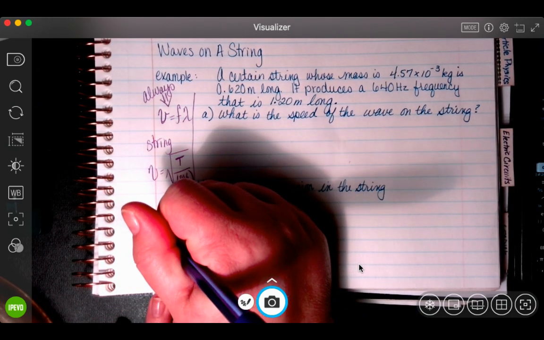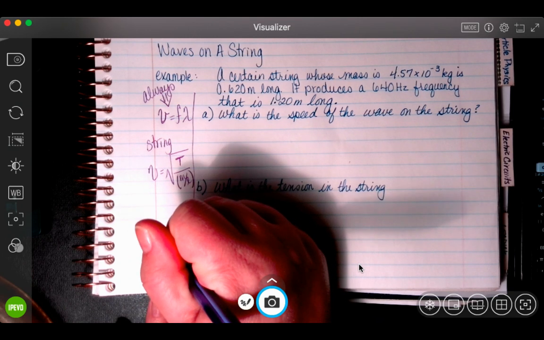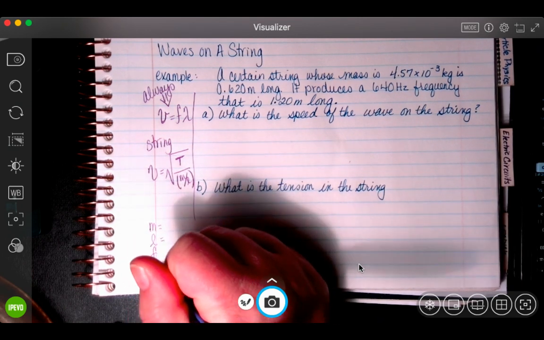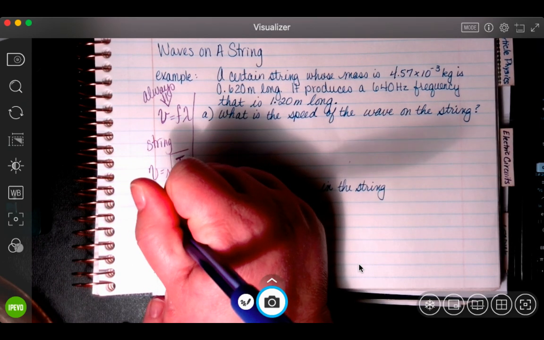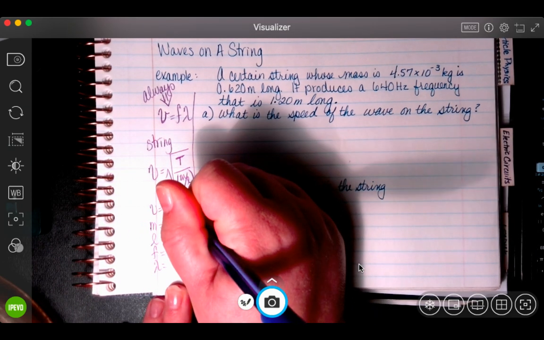So let's make a list of the things that we have to start. We know the mass, the length, the frequency, and the wavelength. We're trying to find the velocity and the tension.